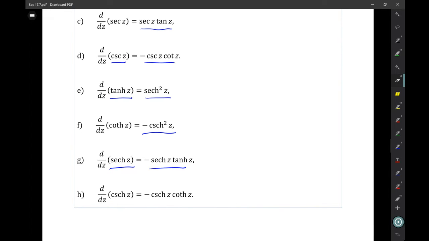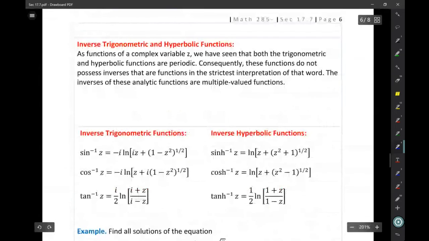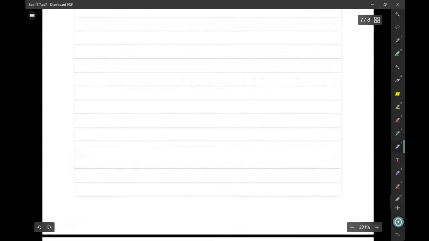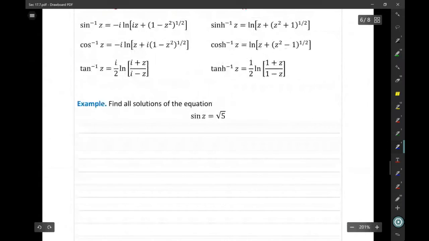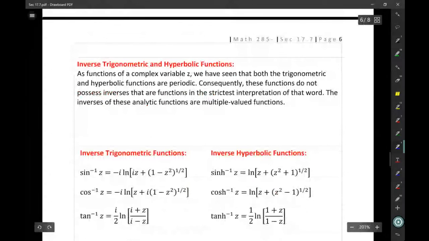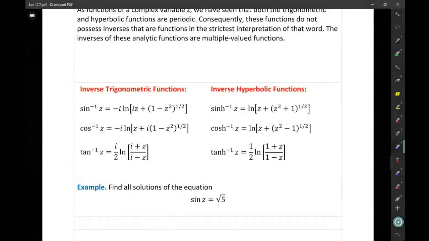In real hyperbolic, I mean here, I mean real hyperbolic, we have the same. Divided by cosecant hyperbolic, it is minus cosecant cotan hyperbolic. خلينا نشوف some examples الآن. Okay. After we take the inverse, then we will discuss the examples.